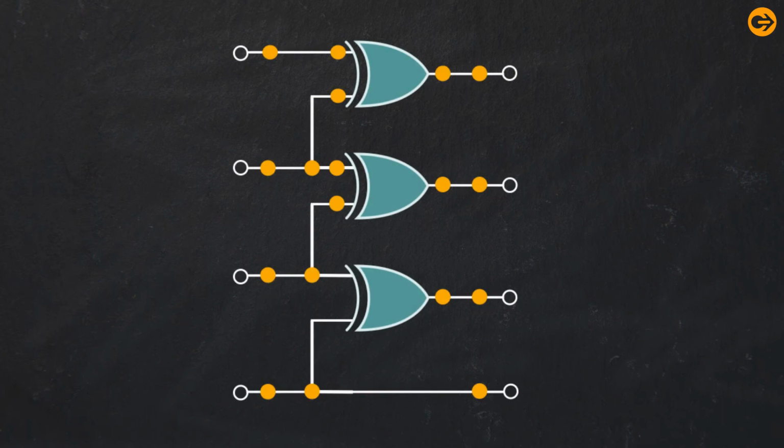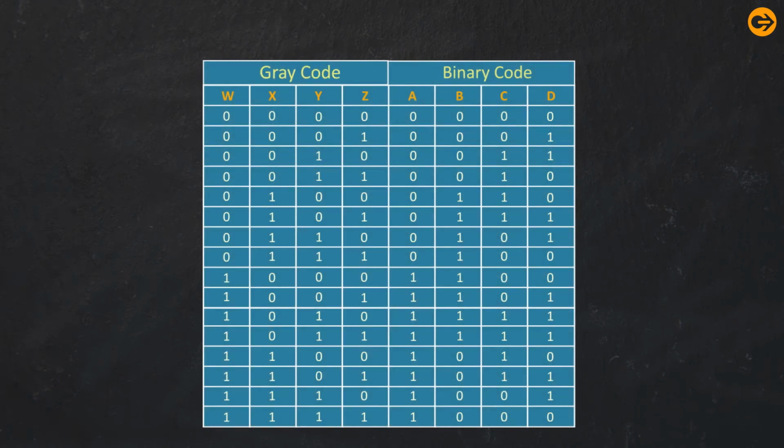Illustrate the digital circuit of W, X, Y and Z. A generates W, B XOR C generates X, A XOR B generates Y, C XOR D generates Z. Illustrate the truth table of gray code to binary conversion.